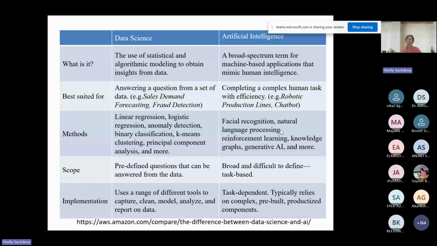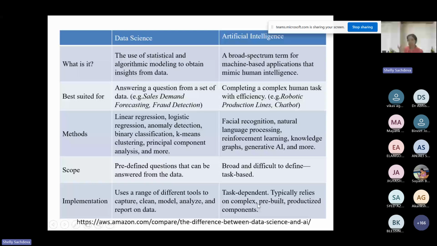Now, what is the scope of data science? We have predefined questions that can be answered from the data, whereas artificial intelligence is broad and difficult to define, and it is usually task based. In data science, we use a range of tools to capture, clean, model, analyze, and report the data. It typically relies on complex, pre-built, productized components.